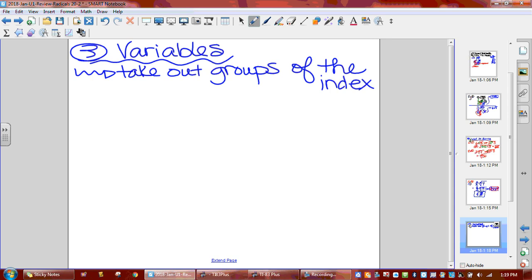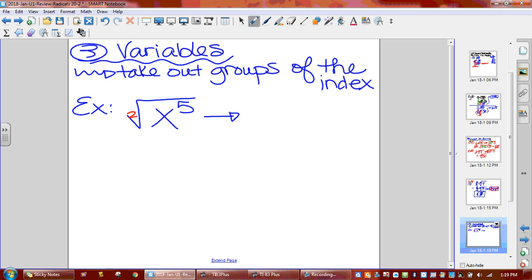So we're going to go root x to the exponent 5. Root x exponent 5. So first thing we do is we need to break it into groups of our index. What's our index that's hiding? 2. The index is a 2 that's hiding.